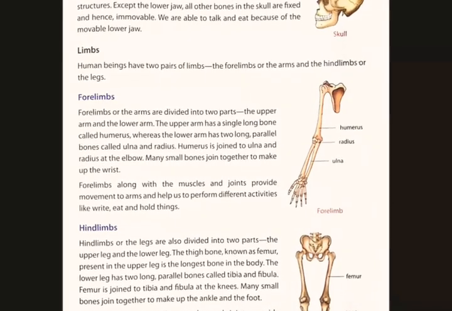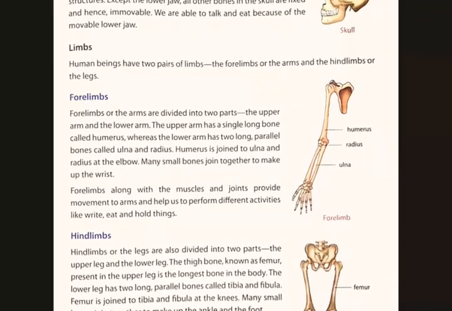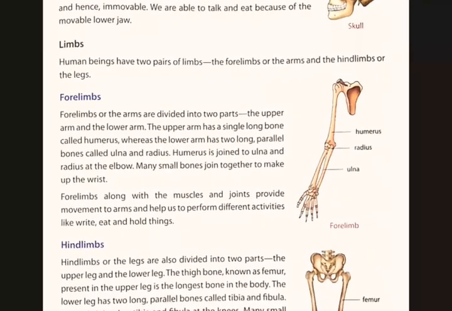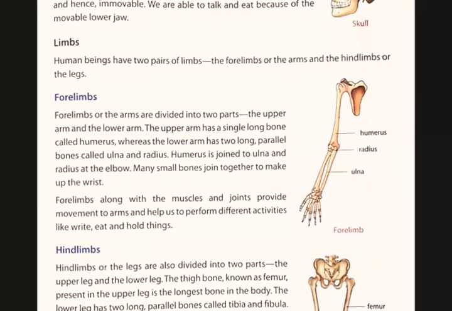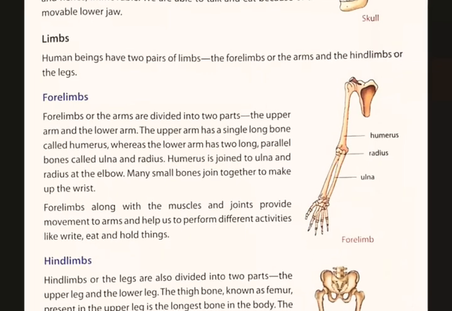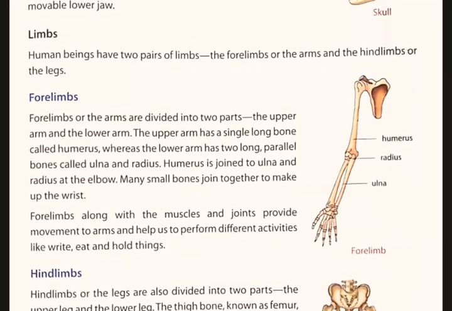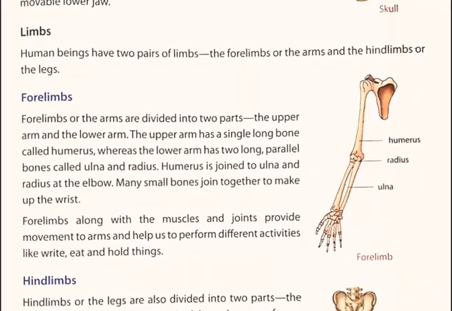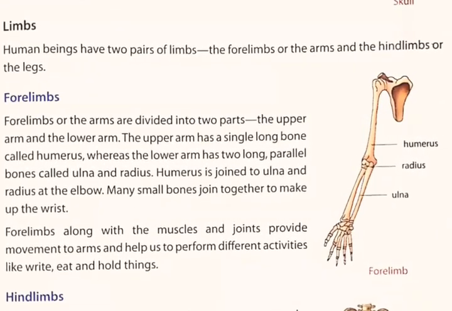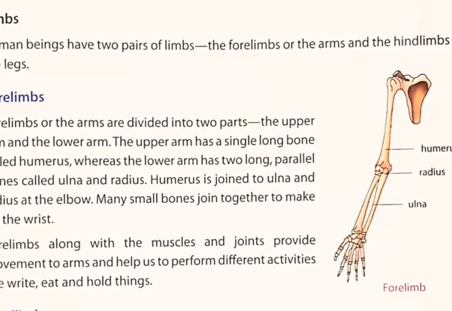Humerus is joined to ulna and radius at the elbow. So the long bone at the upper part is humerus, which is joined with ulna and radius, and many small bones together join to make what? The wrist. Okay, forelimbs along with the muscles and joints help in the movement of the arms and to perform various activities like write, eat, hold things, etc. We can use our hand, palm, fingers.